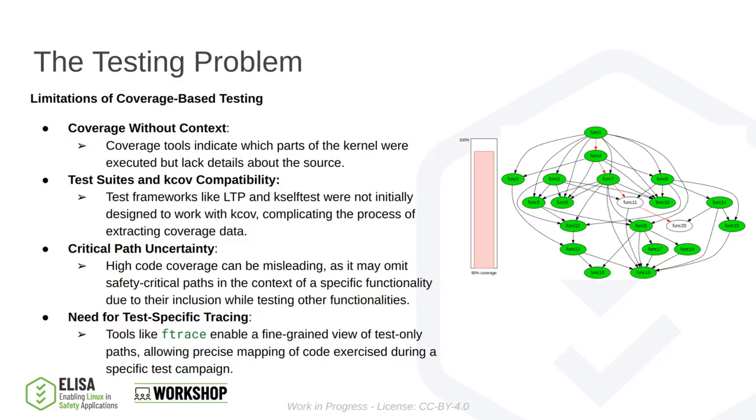The current test suites, like LTP and kselftest, are just not designed with ks-nav in mind. Even if we had perfect per-process coverage, we'd still face the bigger problem. High coverage doesn't guarantee that crucial paths are being tested. What we care about isn't just which lines of code were executed. It is which lines are crucial to the functionality we are verifying.